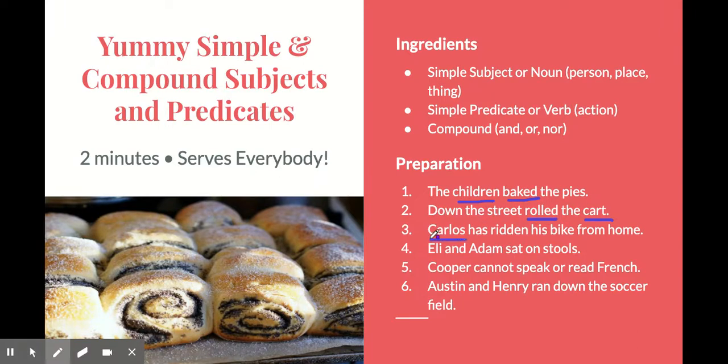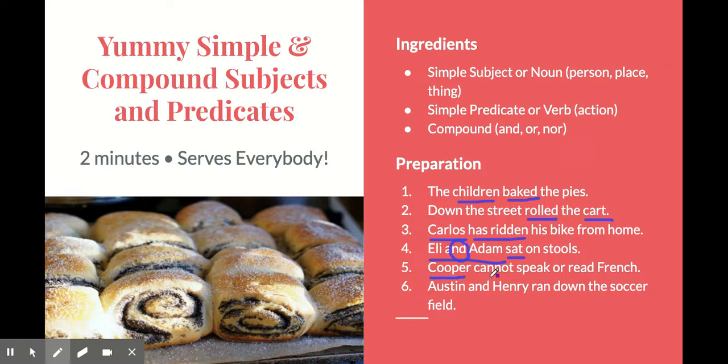Carlos is a person. Carlos is the noun. Has ridden is the predicate. Eli and Adam are joined with the word and, making it a compound subject. Sat on stools. Sat is the predicate. Cooper is the simple subject.